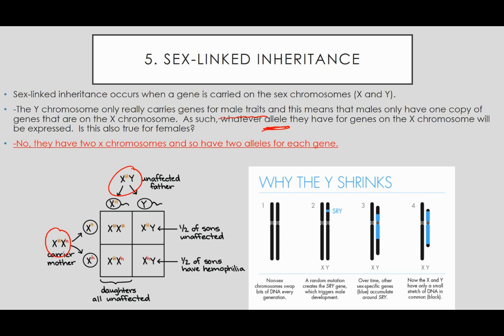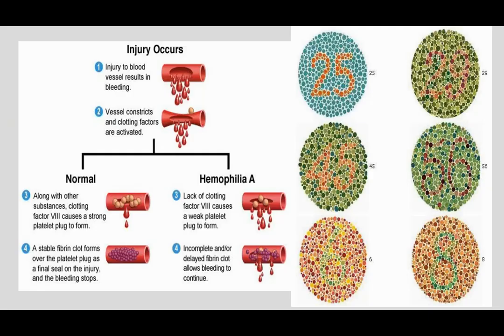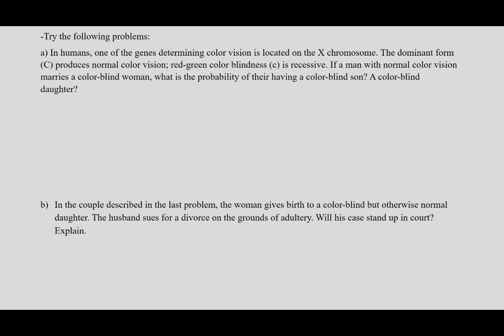So since females have two X chromosomes, they have to have two alleles for each gene to be displayed, whereas males are XY, they only have to have one allele to display that trait. Some examples of a sex-linked trait are hemophilia, where your blood is not clotting, as well as color blindness. If you cannot see these numbers, you may be colorblind, or you might need to get glasses. So using our Punnett square, you can try these out.